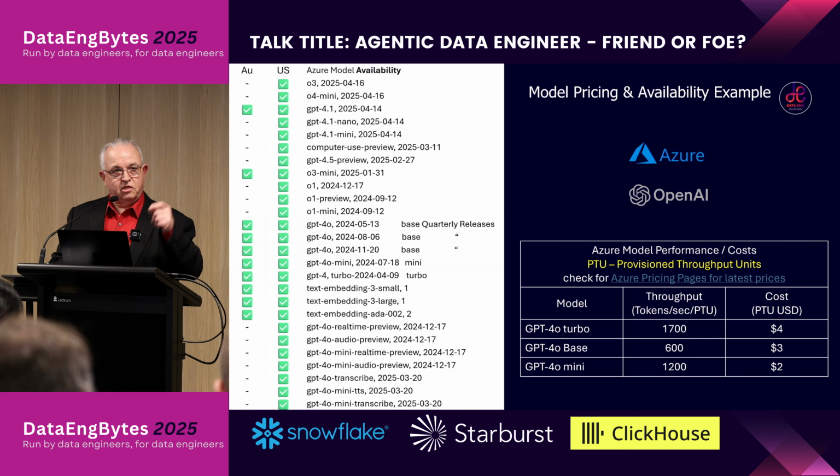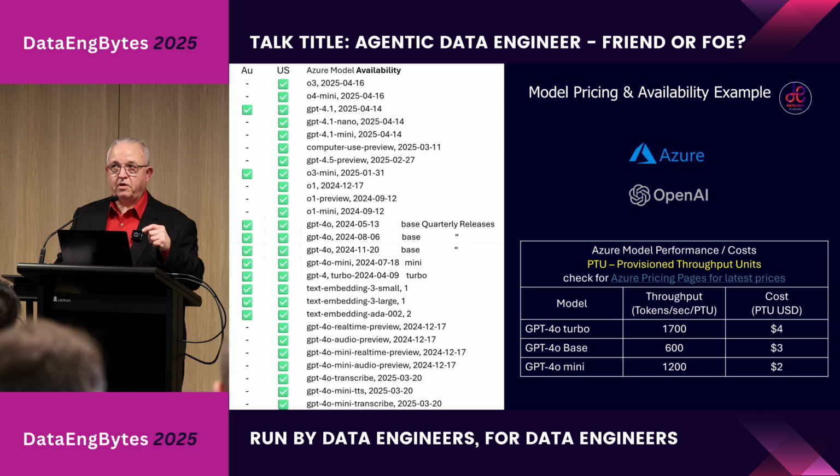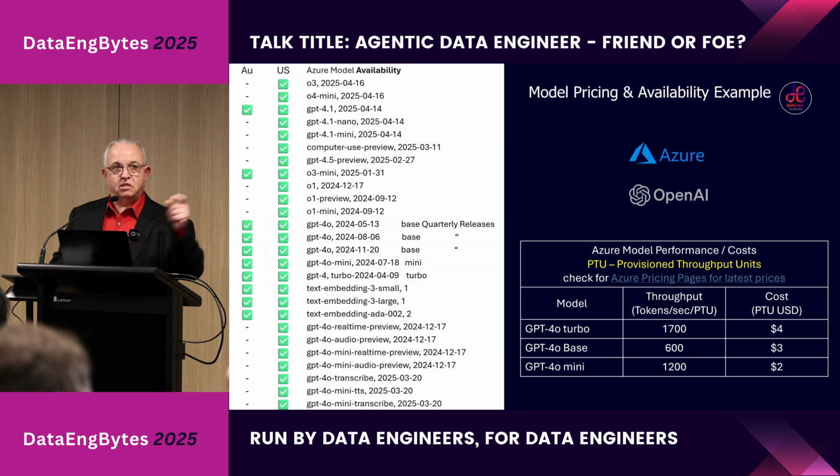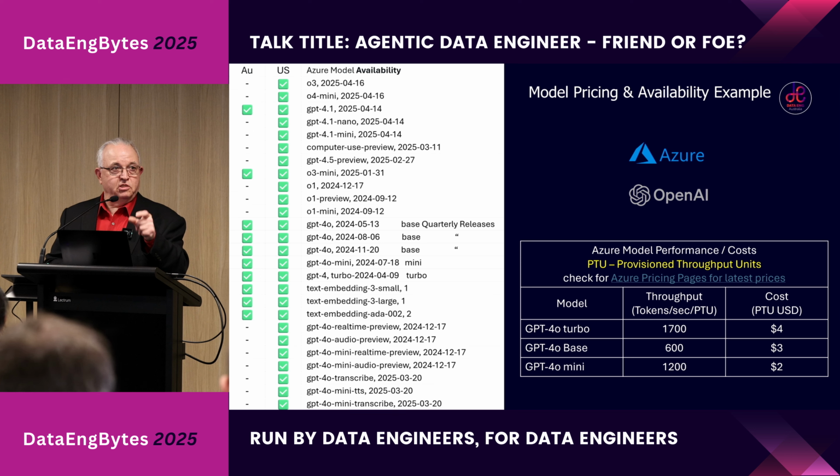Then you have to understand what you're buying. This is an example from Azure. I got these figures off their pricing page a couple of weeks ago. You're buying a PTU, a provisioned throughput unit. A provisioned throughput unit is an instance of a model which will achieve a certain number of tokens in terms of throughput. So before you can even start using it, you have to commit to a certain amount of capacity.